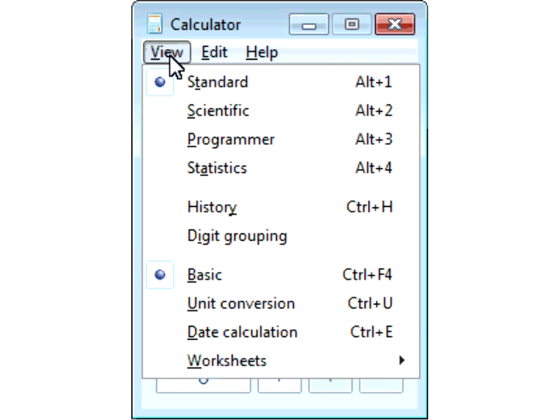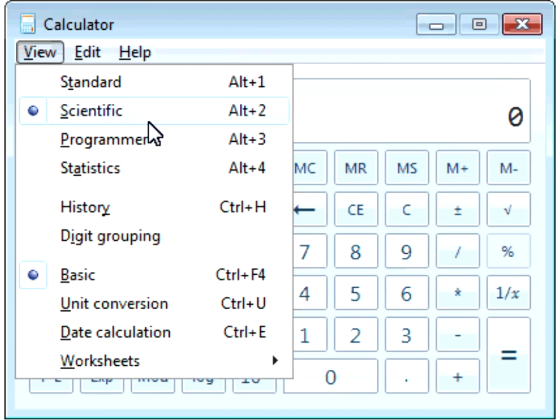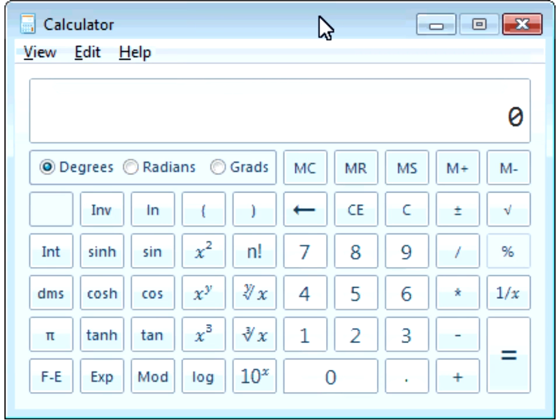So first thing we're going to do is go to View, and we have to view the Scientific. By the way, just curious, you've got Statistics Calculator, Unit Conversion, Programmer Calculator. You've got some pretty powerful calculators that 35 years ago would have been very large. Now they're all on your computer. So we need, what is it, log base 4 of 2.